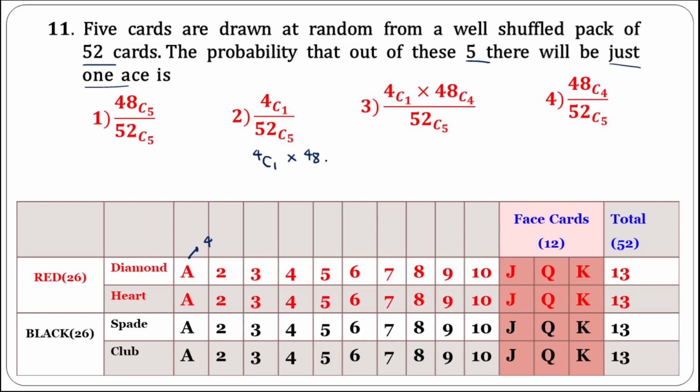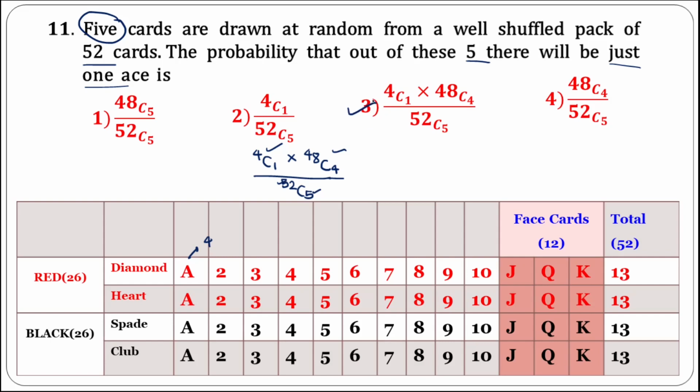Out of those, I have to select 4 cards. Why? Because I am selecting a total of 5 cards. Here 1 is ace, remaining 4 are non-aces. So divided by 52C5. Right, now because I am selecting 5 cards out of 52 cards. So which option? Option 3.